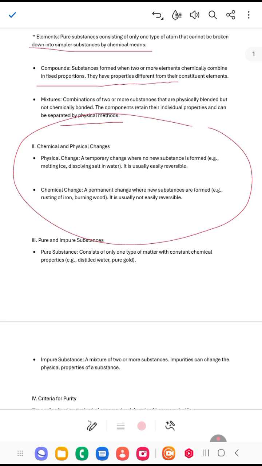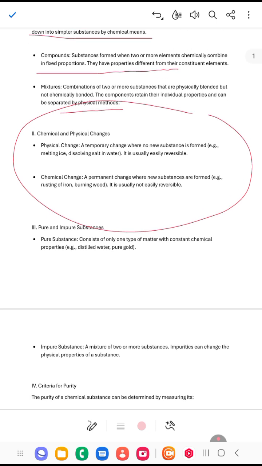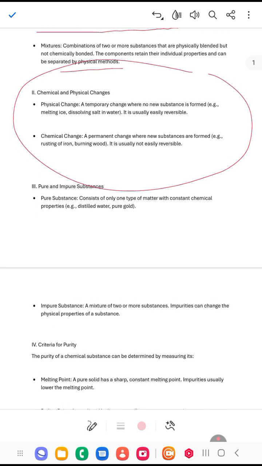Unlike a physical change, a chemical change is usually a permanent change in which a new substance is formed and it is not easily reversible. Examples of chemical change are rusting of iron, burning of food, decomposition during electrolysis, and the rest like that. You have to know the difference between physical and chemical change. In physical change there is no change in mass, but in chemical change there is a change in mass. Physical change requires little energy, while chemical change involves a great amount of energy.